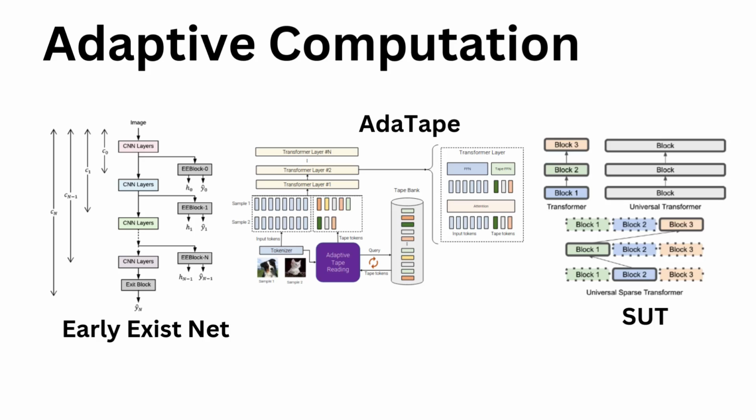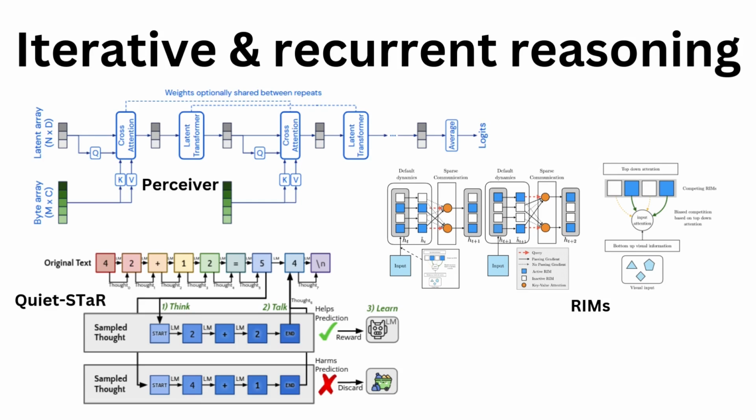Before diving into the results, I think it's important to note that other architectures exist that share some of the behavior of the CTM. These networks belong to three main families. The first one is adaptive computation, or dynamic halting networks. This includes early exit networks, PonderNet, AdaTape, or sparse universal transformer. These architectures, like the CTM, can modulate their compute span based on perceived task difficulty. In the CTM case, the compute budget is directly related to its time dimension, aka the number of ticks it used per data point. The second family is iterative and recurrent reasoning networks, which include the Perceiver, Quiet-STaR, recurrent independent mechanisms, and the recurrent model of visual attention.